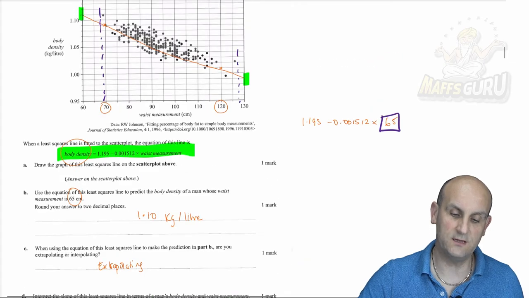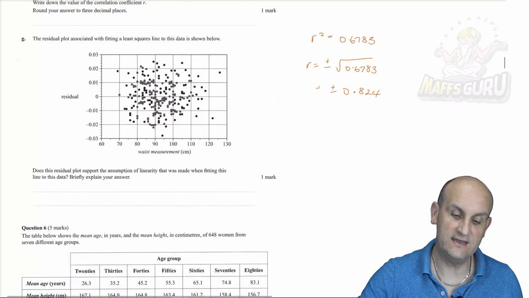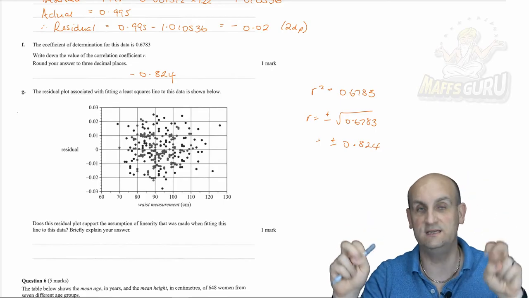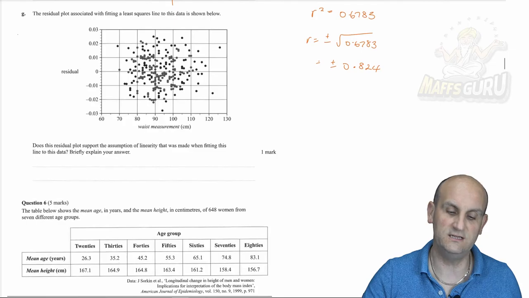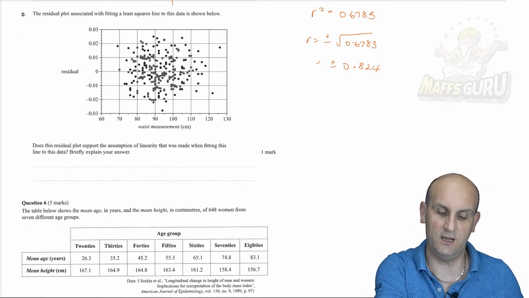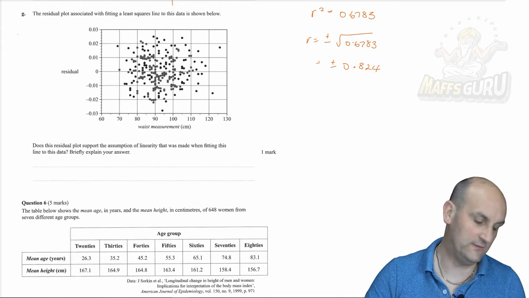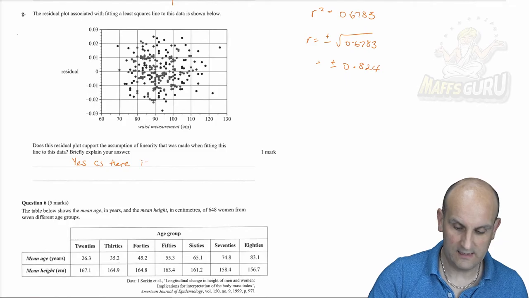Well, if we go back to our data, because it was sloping down, it meant we had to have a negative r. And again, I know a number of people were very upset with this question because while they thought it was easy, it was one of those standard tricks. The residual plot associated with fitting a least squares line to this data is shown below. Does it support the assumption of linearity? And the answer is yes, as there is no clear pattern.